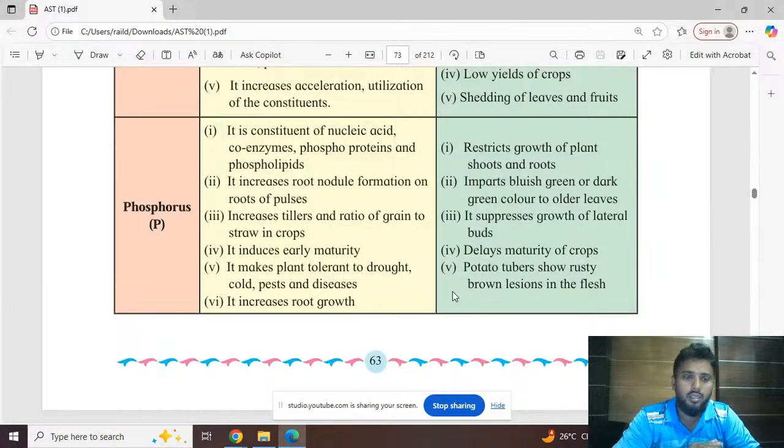Then phosphorus is very helpful in the plants to become tolerant to drought, to cold, to pests and diseases. And it is very helpful in increasing the growth of the roots. Okay, so these were the important functions of phosphorus. We'll see the deficiency symptoms.